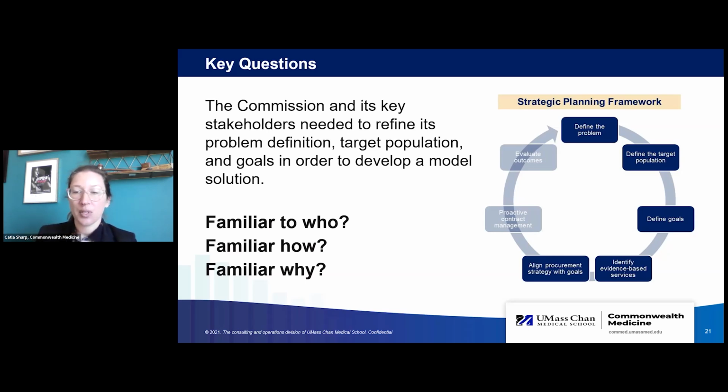So we really set out to say, who are these individuals familiar to? What parts of the system are they touching? How are they familiar to these parts of the system? Why are they interacting with these parts of the system? And what's kind of the underlying need that is driving all of that interaction? So if you go to the next slide.